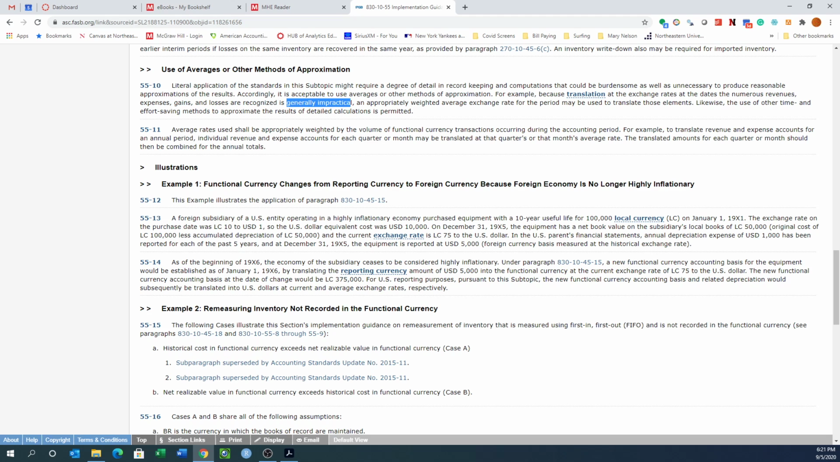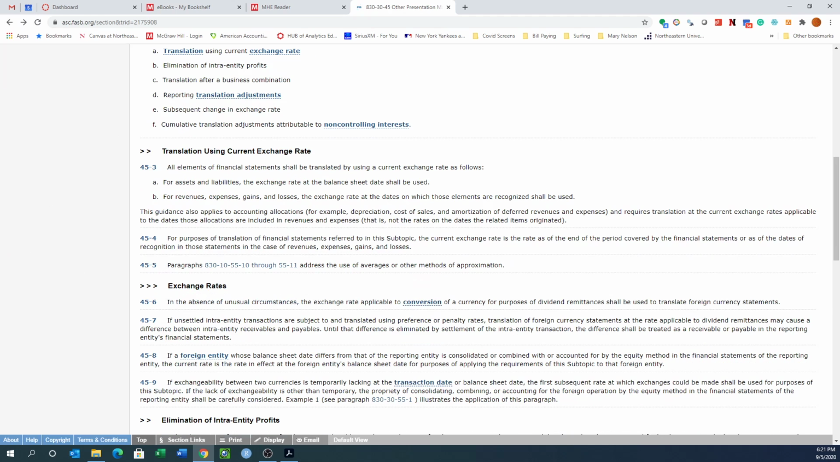Is it going to be perfect? Is it going to be exactly right? No. Do we care? No. But it has to be materially appropriate. We can't be using exchange rates that would provide a material misstatement in this foreign currency translation. So when we do this translation, everything goes through other comprehensive income. Everything goes through other comprehensive income, and we use the current exchange rates for doing the translation of foreign currency statements.